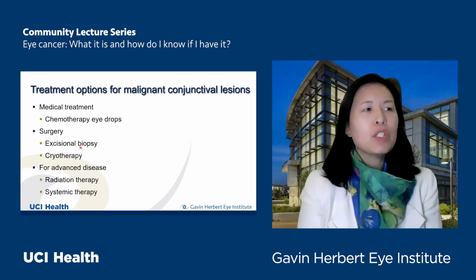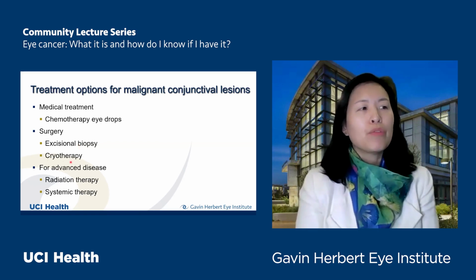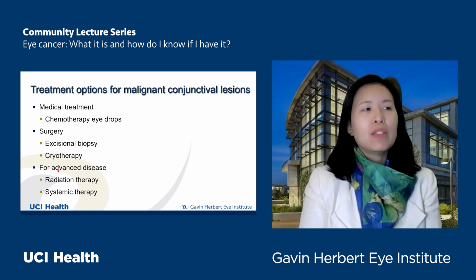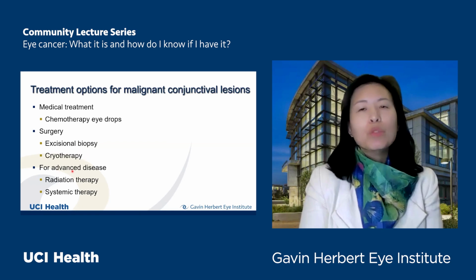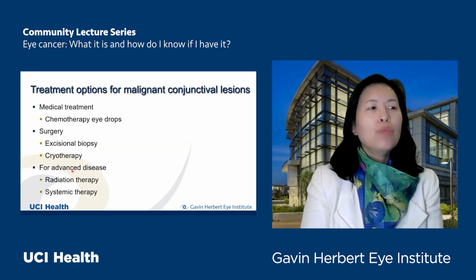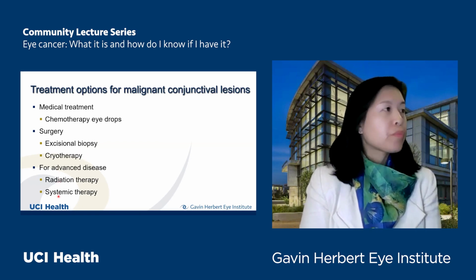When I'm very suspicious that I'm dealing with a cancer, I will also do a freezing treatment at the time of surgery. Now, for very advanced disease, perhaps multiple recurrences, or it has spread beyond just the surface of the eye, we may consider radiation or even systemic therapy.